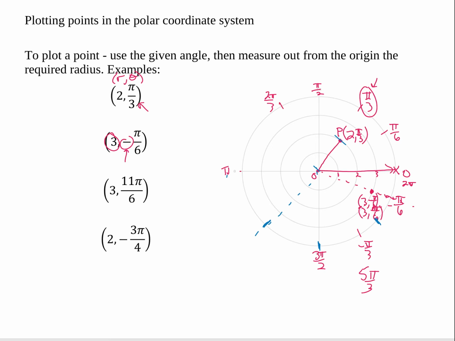So we go here. And then we have a radius of 2 units. So we go 1, 2 to the 2 ring right here. That's my point. And we have 2 negative 3 pi over 4. And we're done. So that's how you land on one of these ordered pairs in the polar coordinate system.